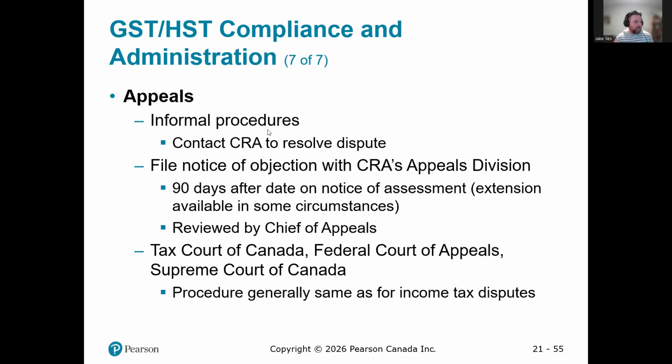Appeals: there's an informal procedure. You can just contact the CRA. If you have a dispute over your sales tax amount, you can contact the CRA informally to try and sort it out. If they refuse to help, or if you just don't come to an agreement, then that informal procedure will evolve into a formal notice of objection. The notice of objection needs to be made within 90 days after the date on the notice of assessment.